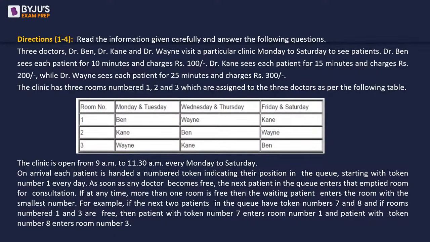The clinic has 3 rooms numbered 1, 2, and 3, which are assigned to the doctors as per the following table. Room number 1, we have Ben. Room number 2, we have Ken. And room number 3, we have Wayne. This is true for Mondays and Tuesdays. Then the next 2 days, Wednesdays and Thursdays, we have the sequence for rooms 1, 2, 3 as Wayne, Ben, and Ken. And on Fridays and Saturdays, it's K, W, and B.